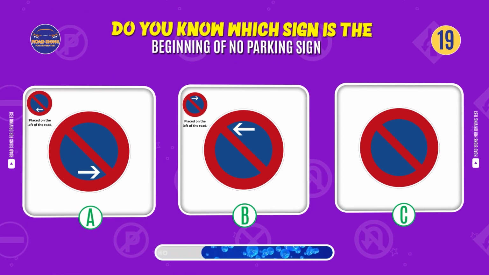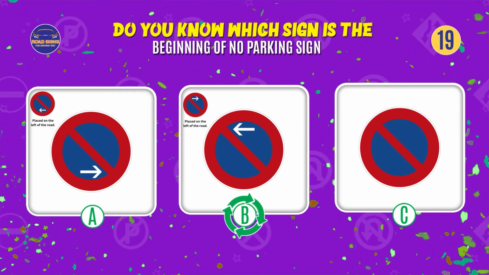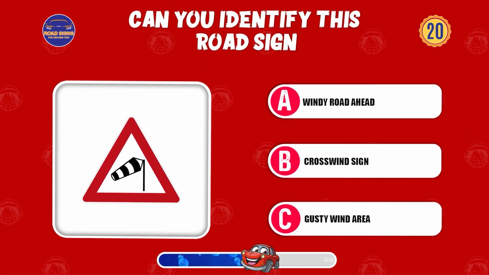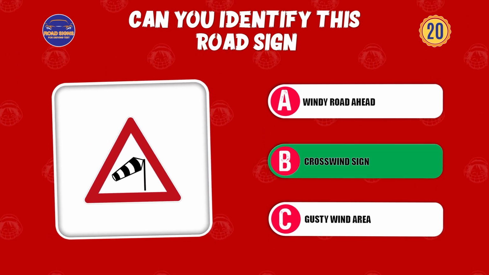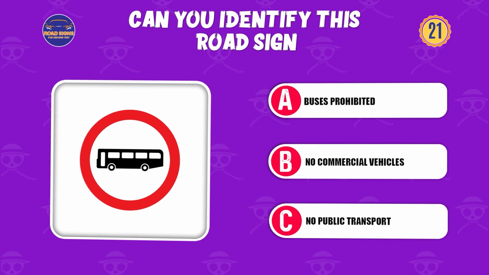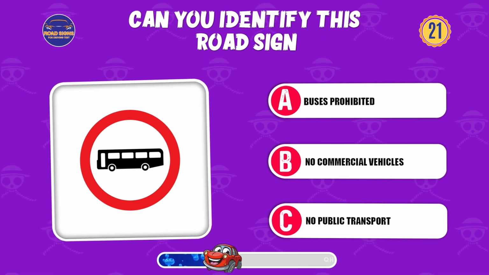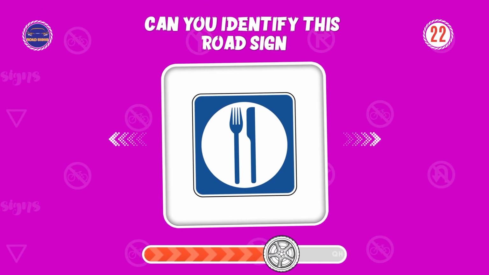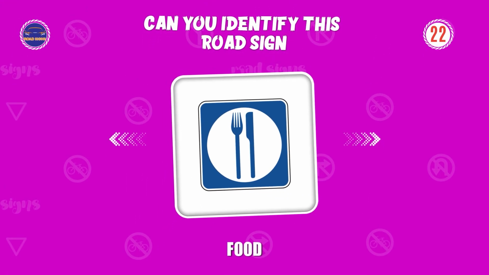Question 19. Question 20. What does this road sign indicate? B. Crosswind sign. Question 21. What does this road sign mean? A. Buses prohibited. Question 22. What does this road sign indicate? Food.